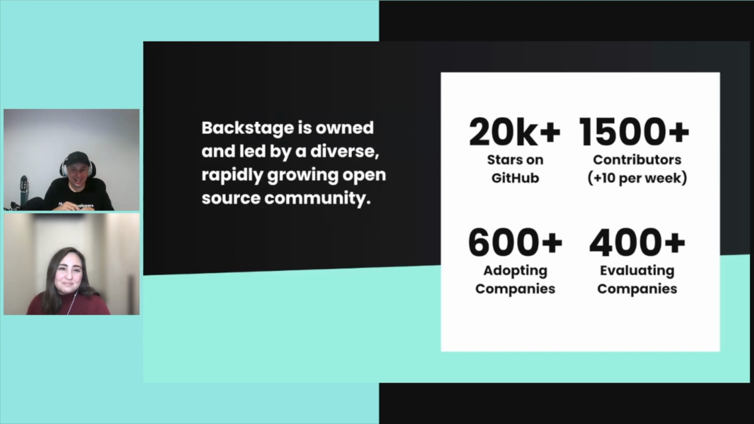So 20K stars. That's quite a lot. Yeah, 20,000 GitHub stars, 1,500 contributors, 600 adopting companies. There's just loads of people. Backstage seems to be everywhere. But because of all the reasons that we've been talking about today, right? Stakeholders can have a better understanding of what's going on. Developers feel much more empowered to do the things that they need to do. And so it's just seen massive growth.